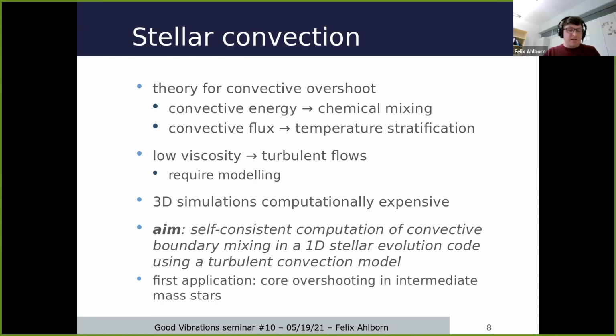And on the other hand, there are these 1D stellar evolution codes which can easily cover the whole evolutionary sequence of stars. And so the aim of my PhD project was the self-consistent computation of convective overshooting for cores in a 1D stellar evolution code using a turbulent convection model. And so in the following, I will introduce you to a specific turbulence model and then also show you some first results for intermediate mass main sequence stars.